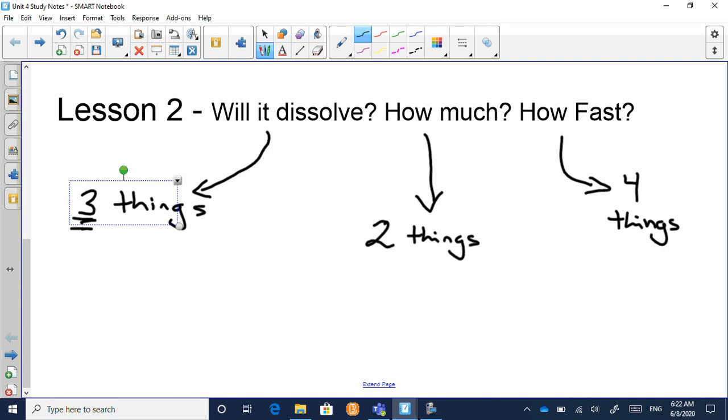How much of it has already dissolved, things like that. So I need you to have those four things readily available. But again, you can quickly make little jot notes for yourself so that you're prepared to answer those questions. Will it dissolve? How much of it will dissolve? And how fast will it dissolve? That was all lesson 2.